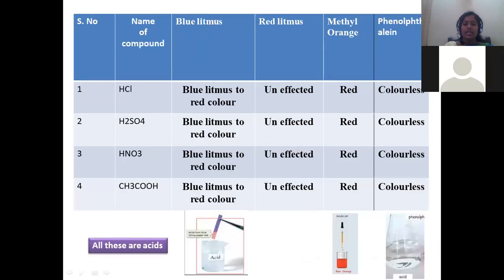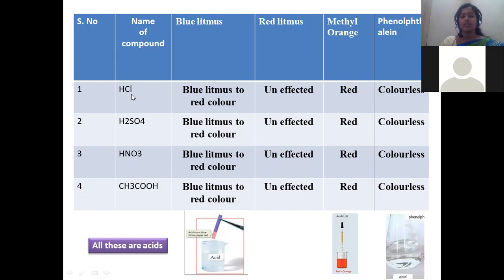Let us move on to the next slide. Here, an activity is going to be performed. What activity? We are taking a test tube. Into the test tube, a small quantity of HCl is added, and to that HCl, some amount of water will be added, right?